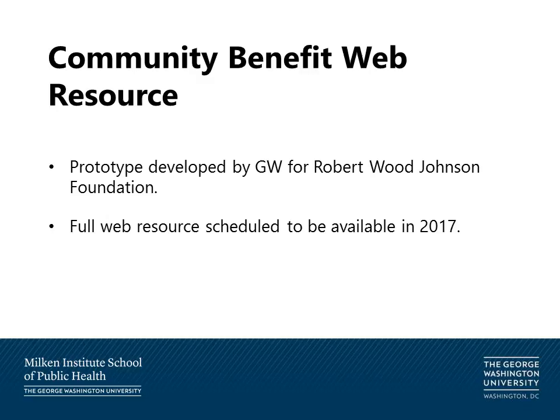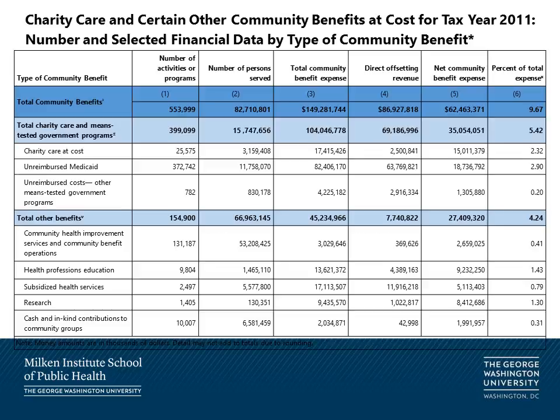So this slide shows you charity care, and in 2011, it shows you how hospitals were allocating their community benefit dollars among the allowable categories. And the only reason we have this slide in here is to bring your attention to the line that's about 6 down under total other benefits, where it says community health improvement services and community benefit operations. If you go all the way over to the right side, you see that a very, very small percentage of the dollars that are being spent in community benefit are being allocated to community health improvement.